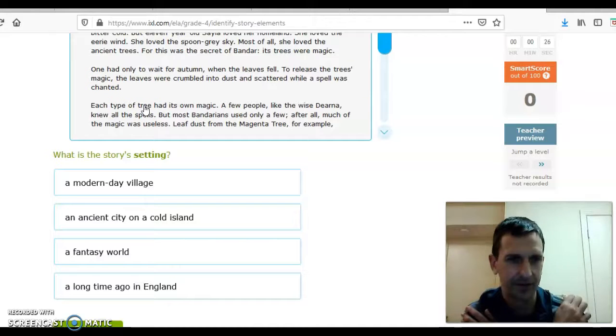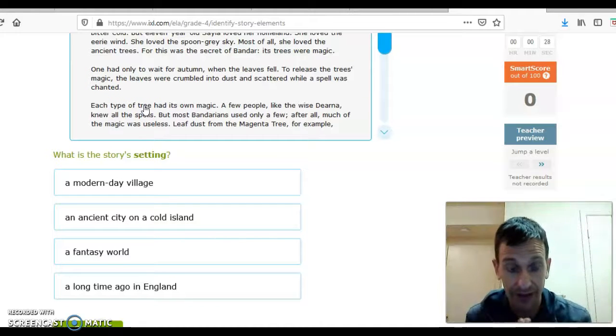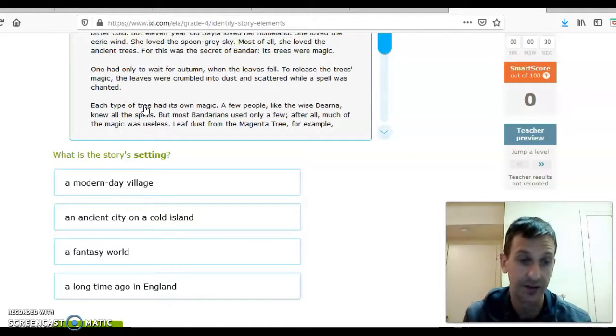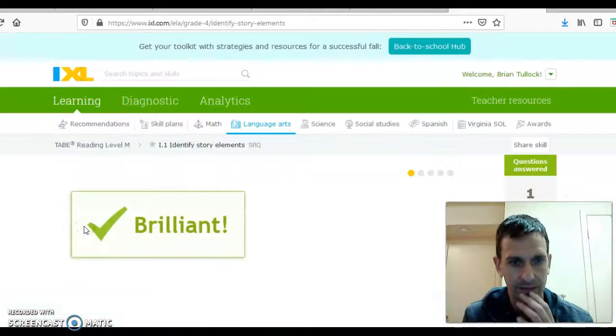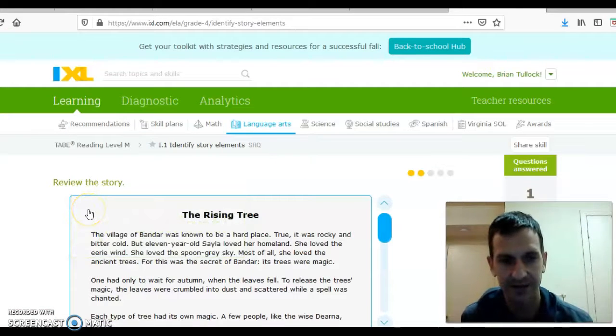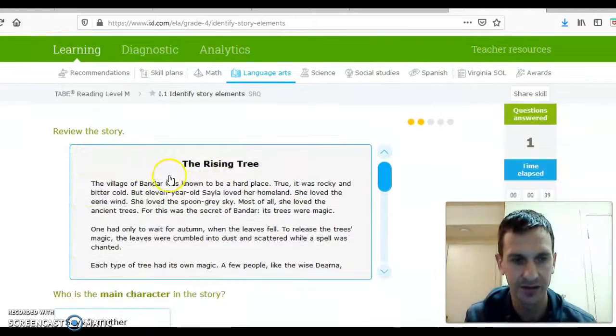All right, so if we're looking at the word magic, it's probably not a real place. So we're most likely going to a fantasy world. It took just 10 seconds to figure that out, just using context clues.